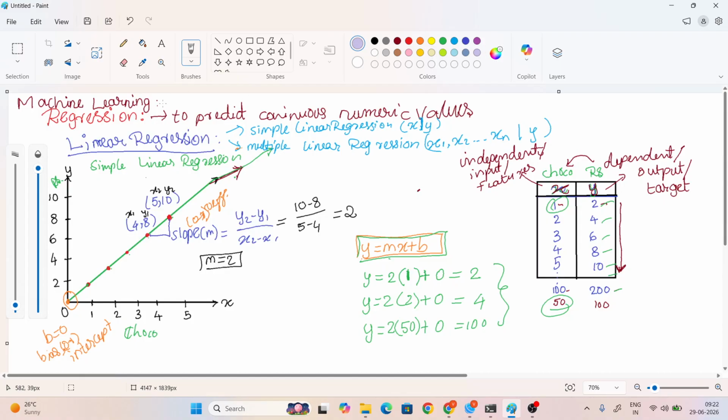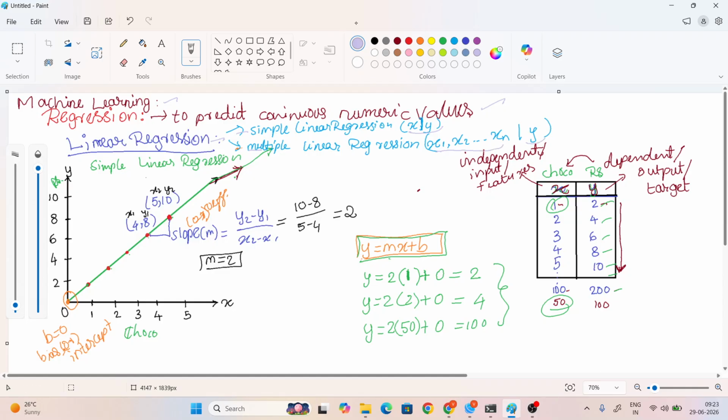So first one is machine learning. In machine learning concepts, we are applying regression algorithm. Regression is only used to predict continuous numeric values, and in regression we have linear regression. Linear regression has two types: first one is simple linear regression and second one is multiple linear regression. Simple linear regression contains one x and one y, and multiple linear regression has more x's and one y.